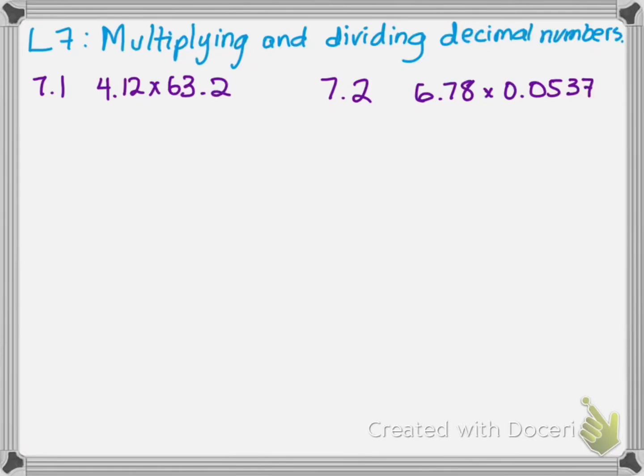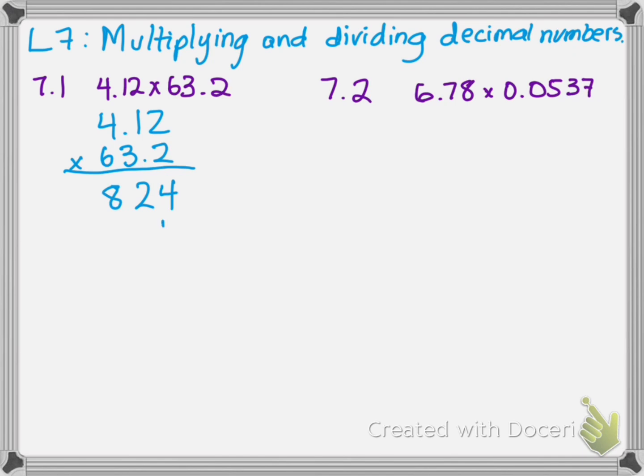Hello chicos, today we're going to do lesson 7, multiplying and dividing decimal numbers. Super easy. And remember that when we multiply, we do not have to align the decimals, okay? The decimals are until the end. So we're going to multiply. 2 times 2 is 4, 2 times 1 is 2, and 2 times 4 is 8.